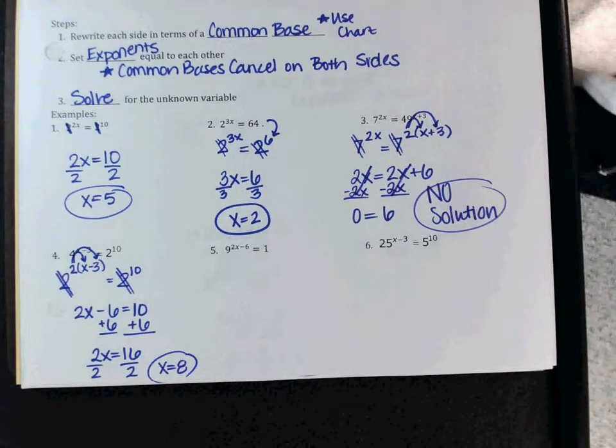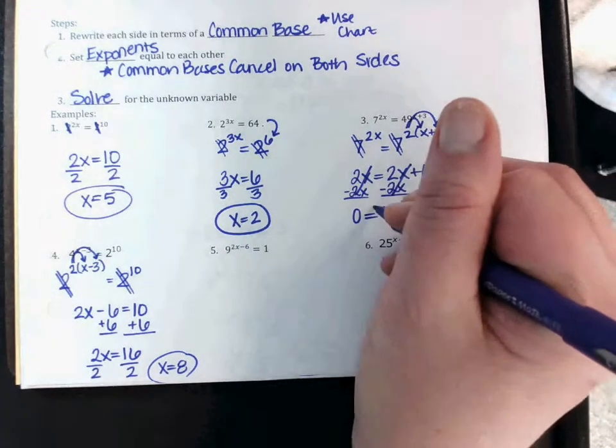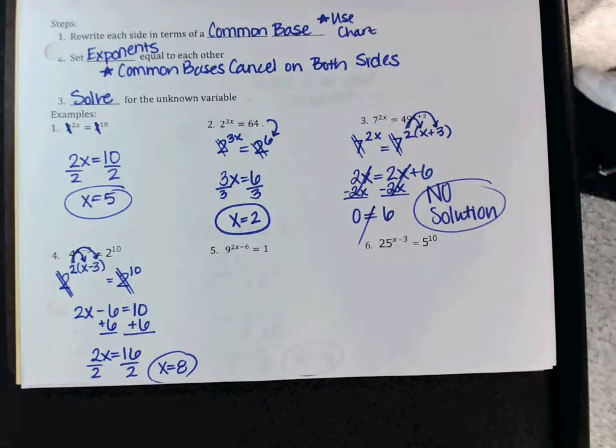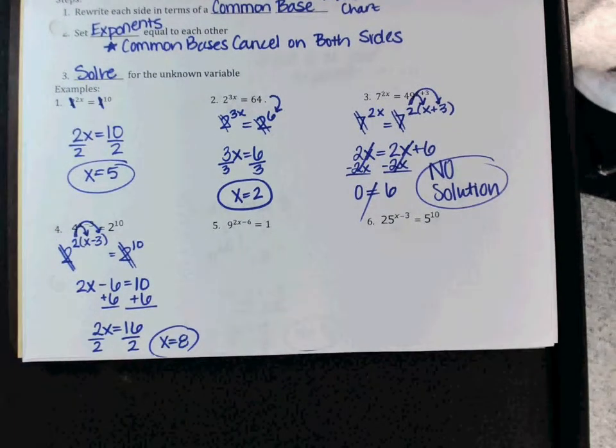But if you end up with 0 and 6, those are not really equal, so you would say, actually, slash that out for me. Okay, 0 and 6 are not equal, that's why it's no solution. Okay, come down to number 5.